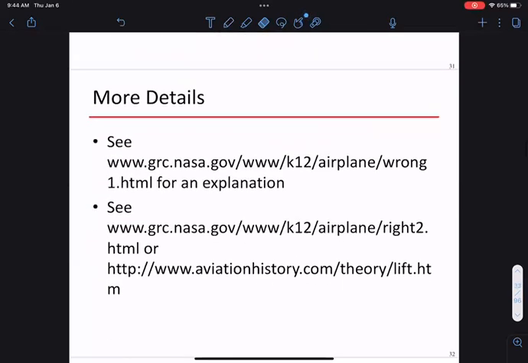There are more details you can see. This comes from NASA actually. NASA is not very happy with the story most people know about how lift is generated. There are a lot of fancy pictures, simulations, and actual experiments on these websites. You can see Newton's law in action.